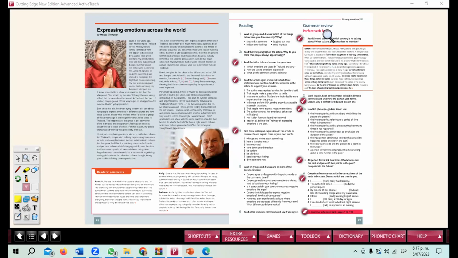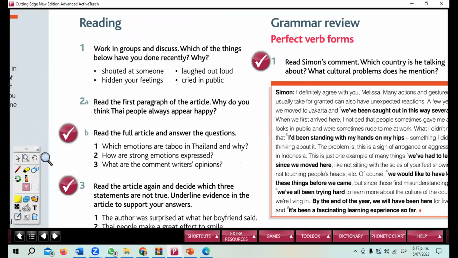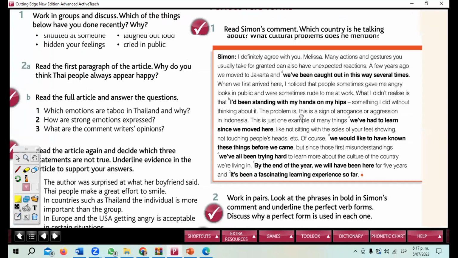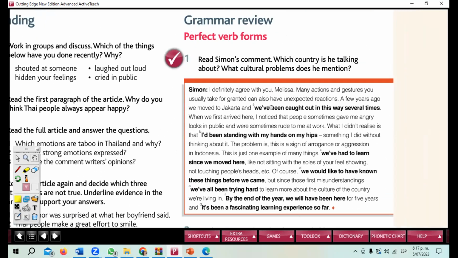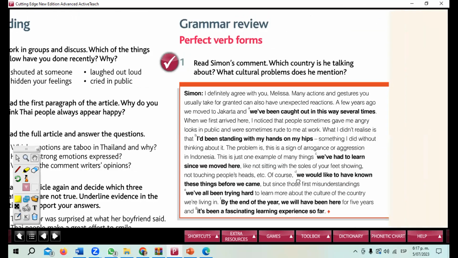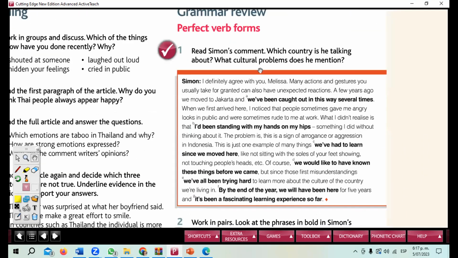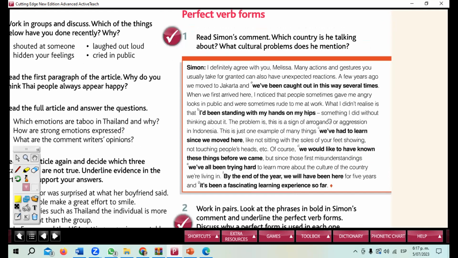So on page 19, we're going to start over here by reading this short paragraph. This is a comment, Simon's comment, and then we're going to answer this question. Which country is he talking about, and what are the cultural problems that he mentions in the paragraph, okay? So let's read it together and then we can check and review the perfect tenses, okay?